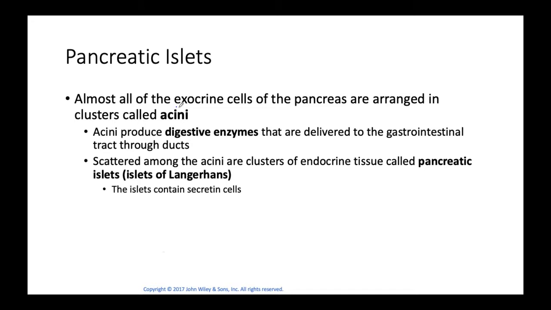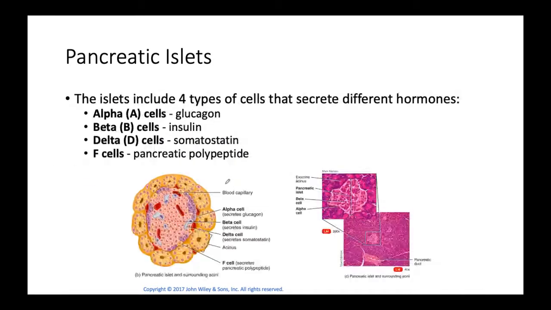In this case, a big portion of the exocrine portion of the pancreas is arranged in acinar cells, or acini. The acini cells, which make up the majority of the pancreas, release digestive enzymes. Okay, scattered among the acinar cells are clusters of endocrine cells. These are called the pancreatic islets, or the islets of Langerhans.